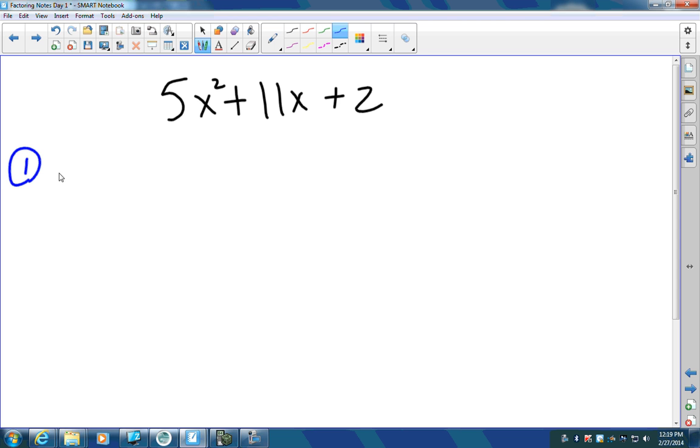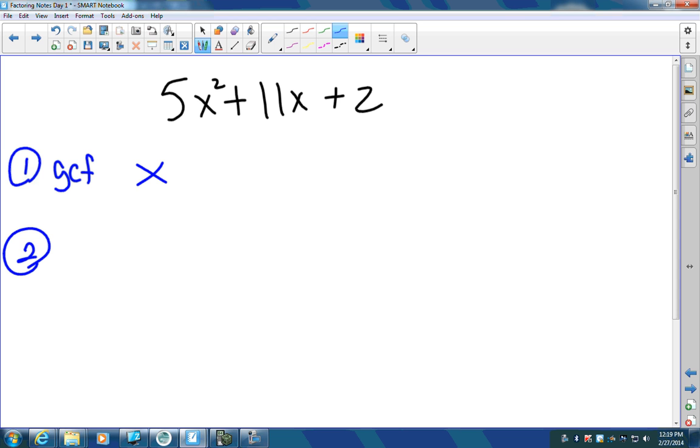Step 1, GCF. I like my notes better. That's why I'm struggling, because I'm trying to use their notes and I'm having a hard time. All right. Is there a GCF? Look at the 2. Does 2 go into 11? No. There is no GCF. Cool. We get to move on.